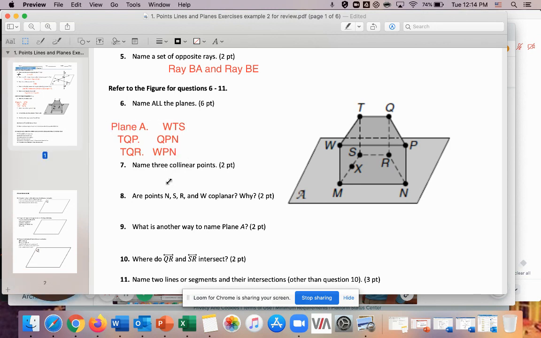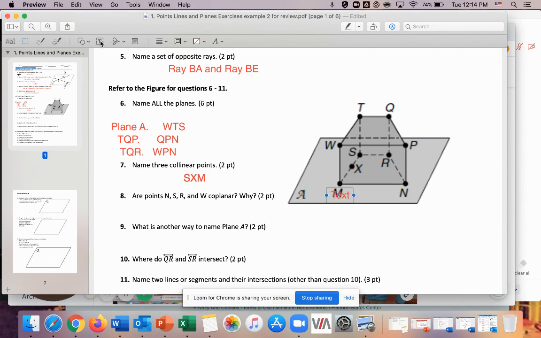And then name 3 collinear points. All right, so that's 3 points that are all on the same line. Okay, so for this one, 3 points that are all on the same line would be SXM. All 3 of them are on the same line. Oh, it looks like Sirius XM radio.